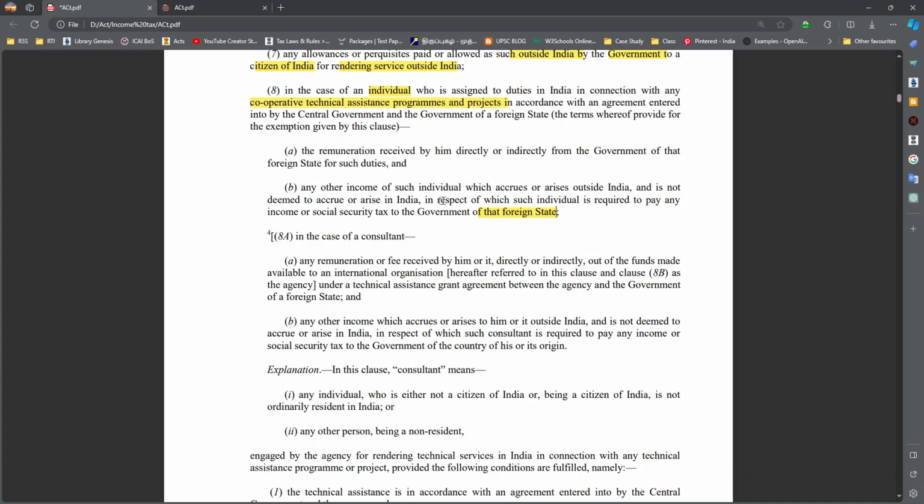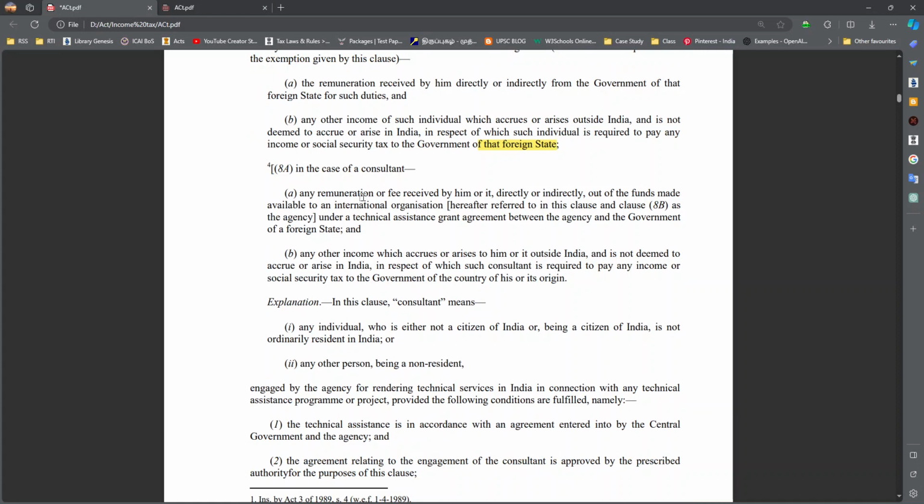So even though the section says exempted income, that doesn't mean that he is not required to pay tax. We are not required to pay tax on that income in India, that is exempted income, but such income is exempted only in the case that he has been assigned during that period.